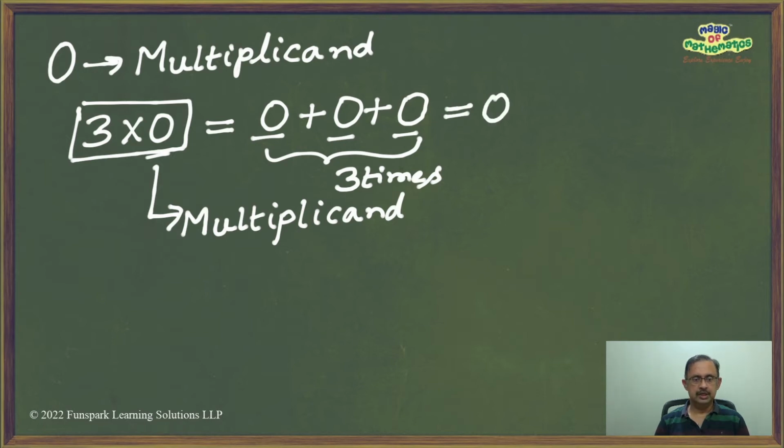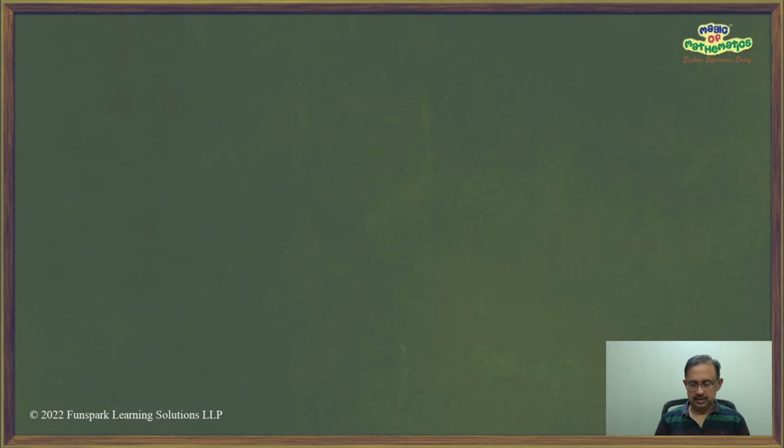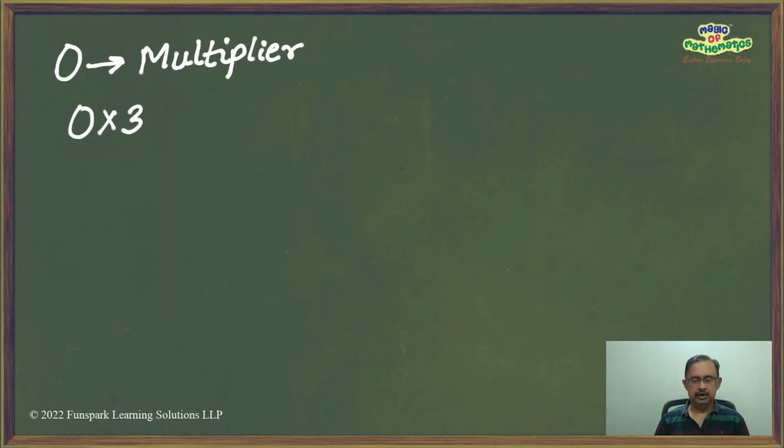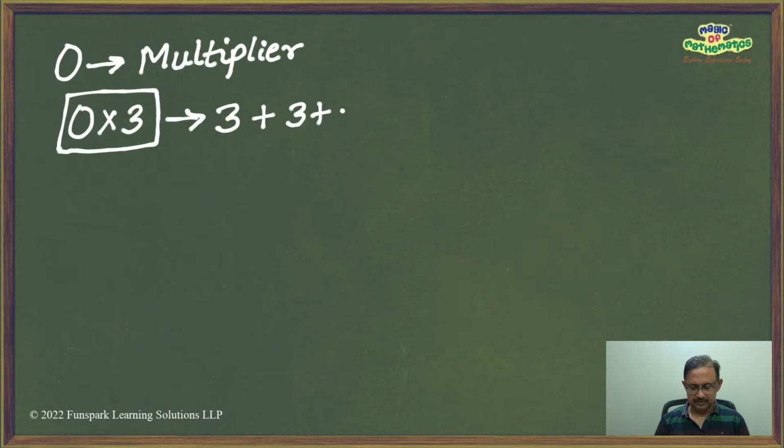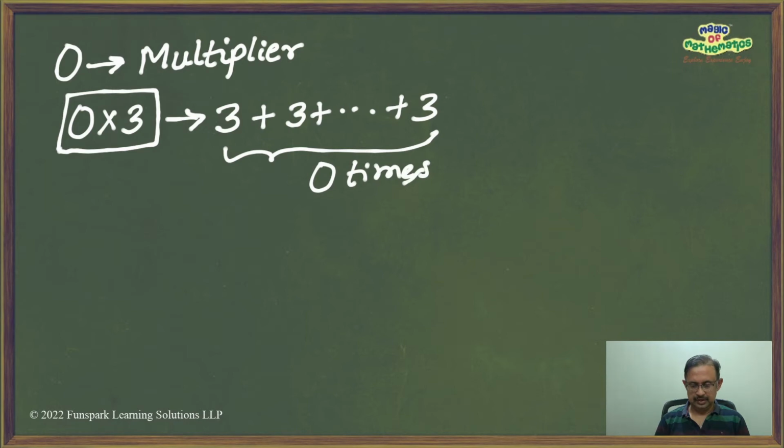It is easy to see that this argument can be extended to say that any natural number, which I will write as nn for short, times 0 equals 0. Now, let us take the case where 0 is the multiplier. Say 0 times 3. If we try to think of this as 3 added to itself 0 times, it doesn't seem to make much sense, right? So let me take a concrete example to examine this.